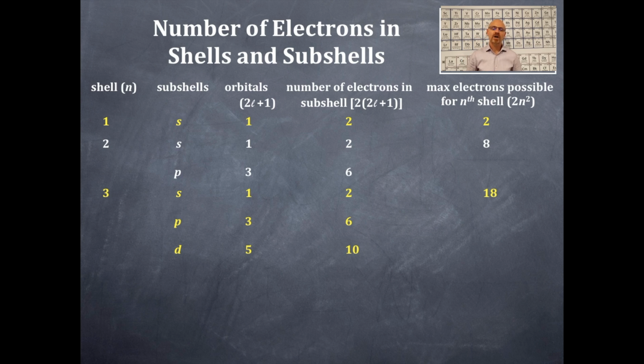Then the last one that we're going to show on this slide is n of 4. n of 4 has s, p, d, and f. 1, 3, 5, 7 is the number of orbitals, and double that for the number of electrons in that subshell. That's 2, 6, 10, and 14. You add up the 2, 6, 10, and 14 and get 32.